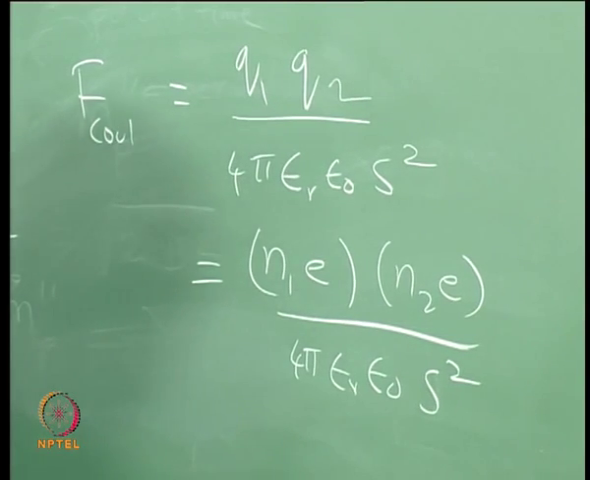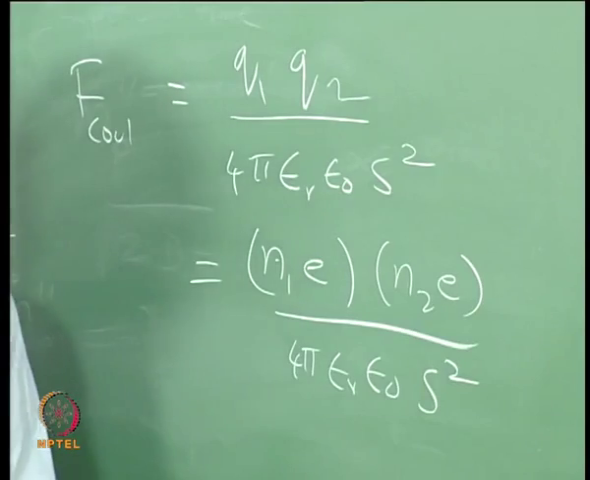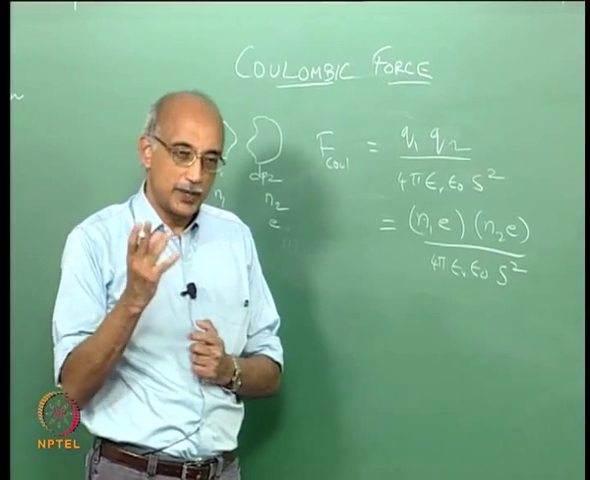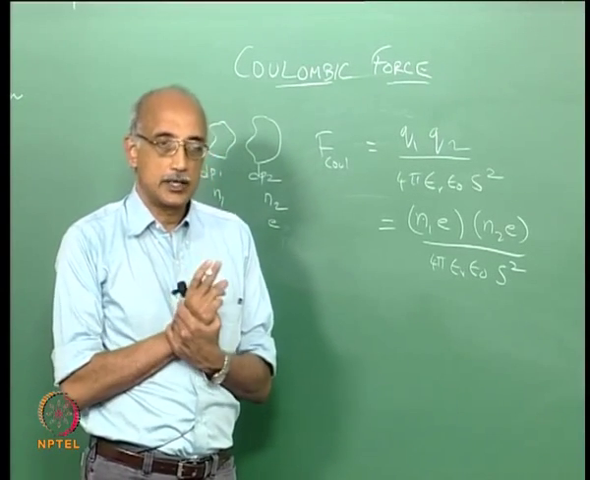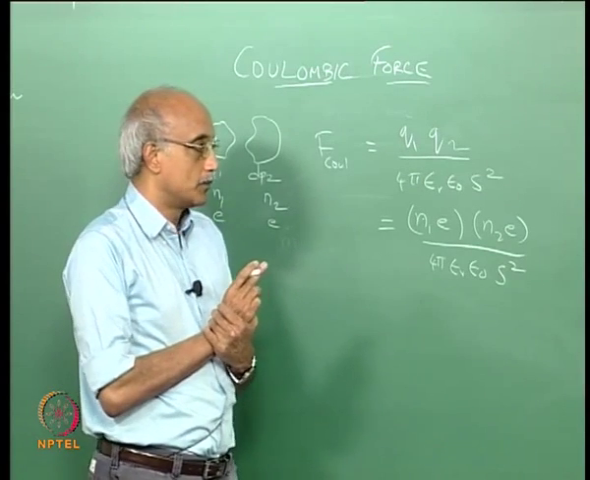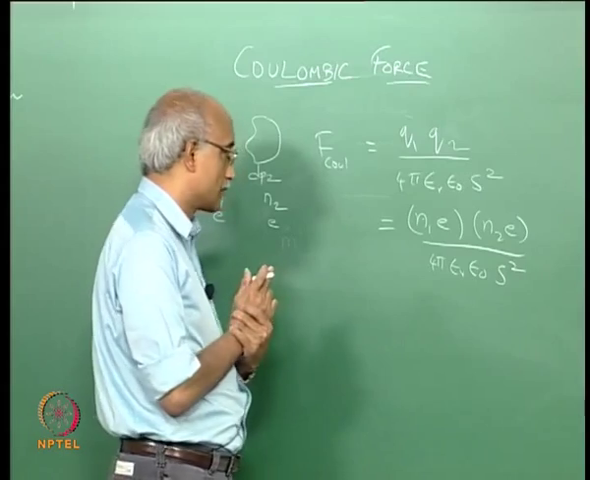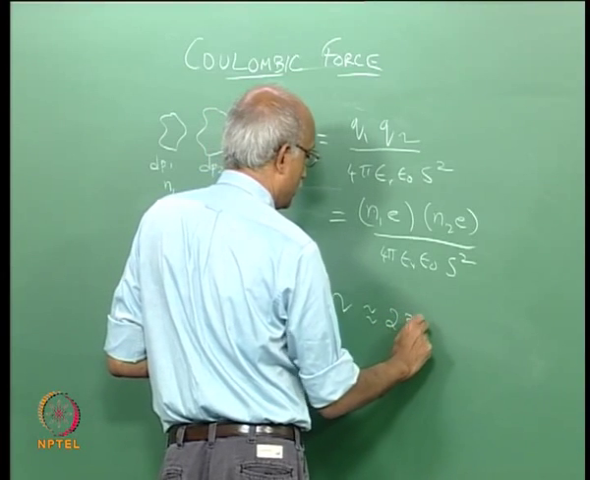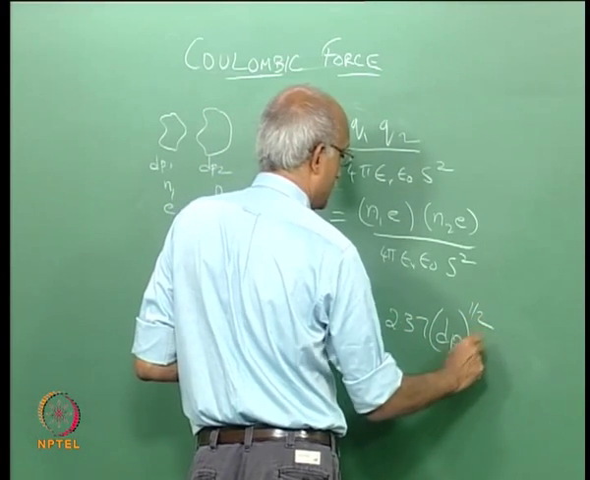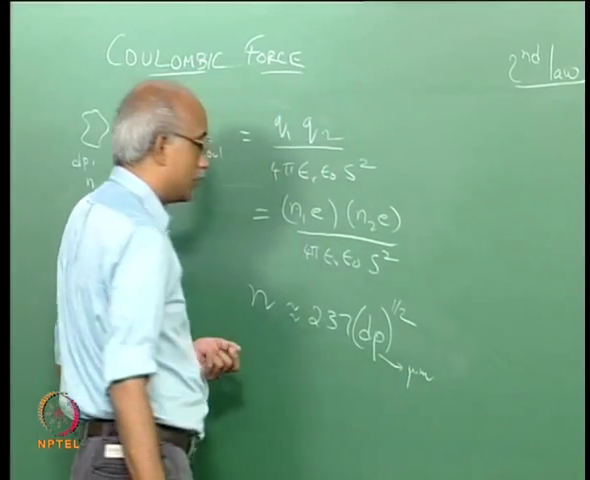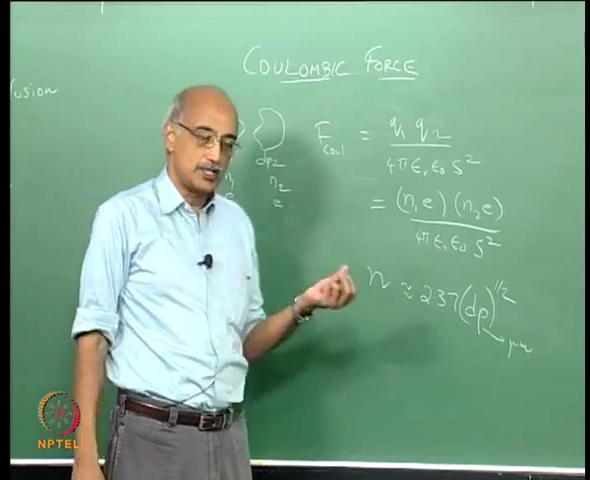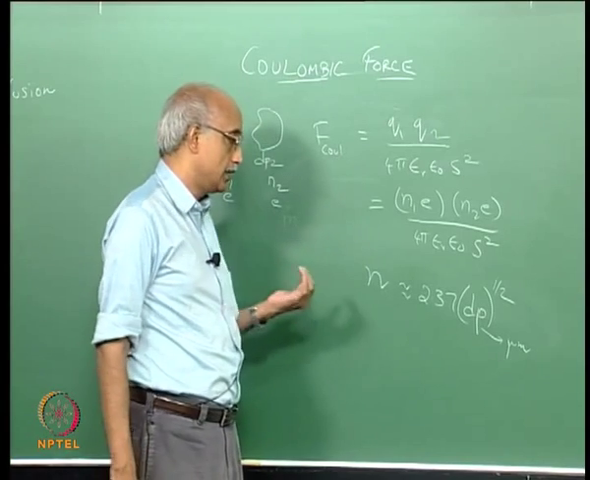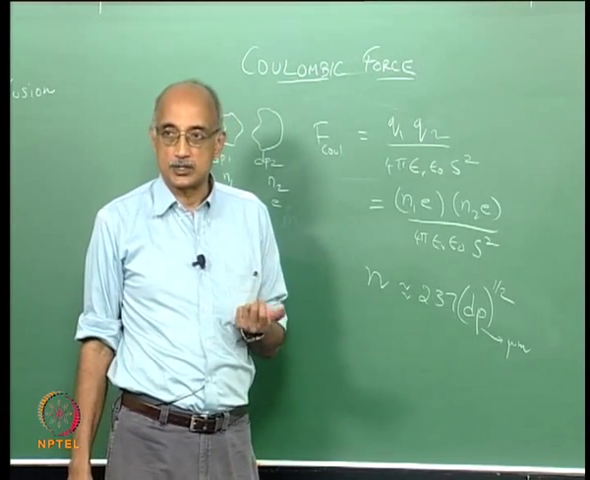Now if you look at this equation, n1 and n2 are the charges carried by each particle. Now what is the value of n1 and n2, and is there a dependence of charge on size? It turns out that there is a very sensitive dependence of particle charge on particle size. In fact, n is roughly equal to 2.37 times dp to the power half, where dp is expressed in microns. This is the average number of charges carried by a particle which has been exposed to a Boltzmann distribution of charges.